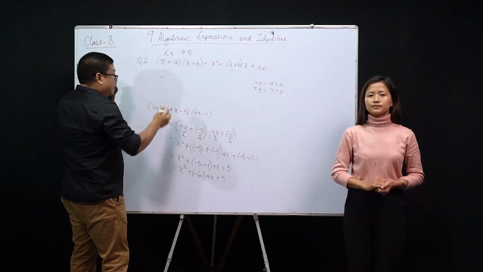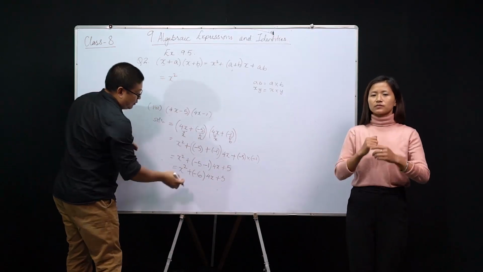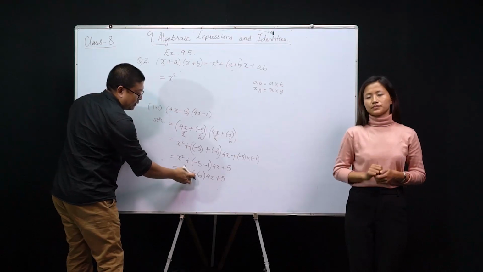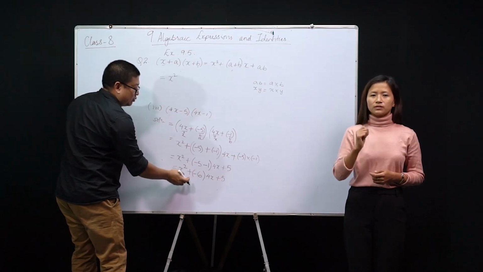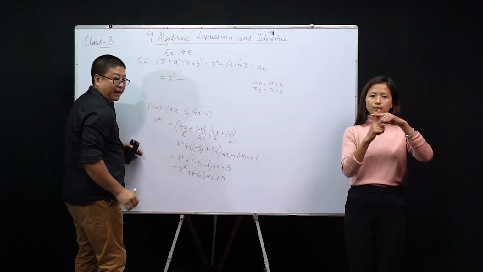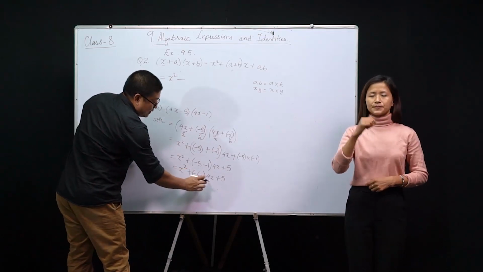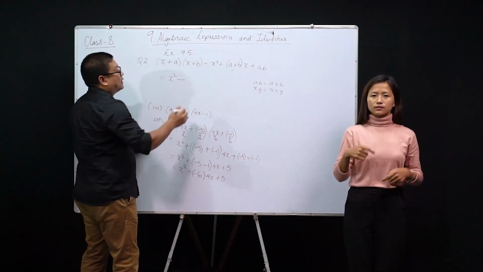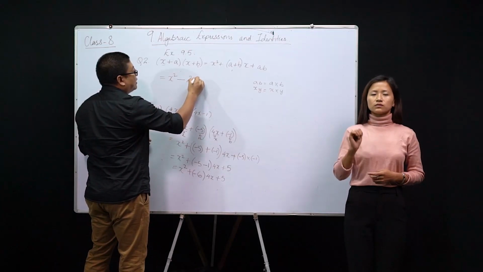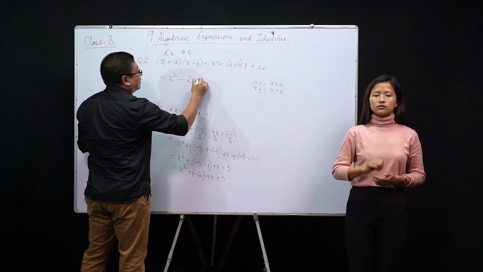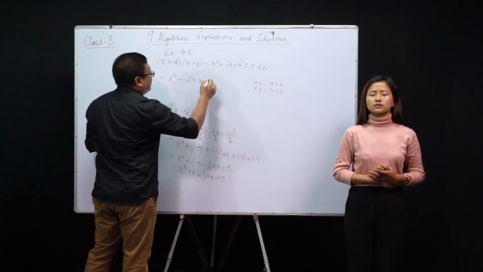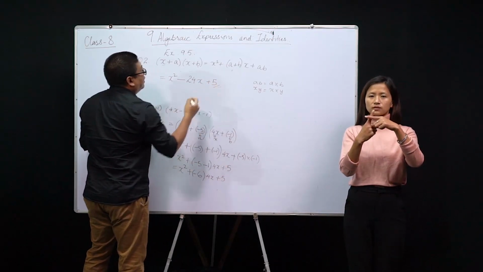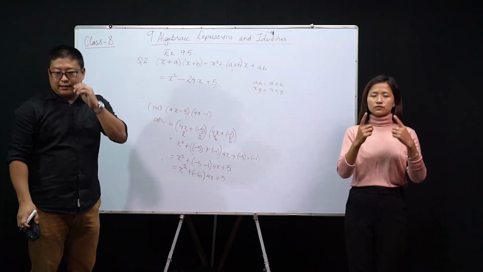So in the next step, x squared, now there's a plus here and there's a minus here. So I'm going to multiply these two. Plus into minus is minus, okay? And 6 and 4, you have to multiply them. So you get 6 into 4 is 24. This x will come as it is. And finally, plus 5. So this is your final answer.